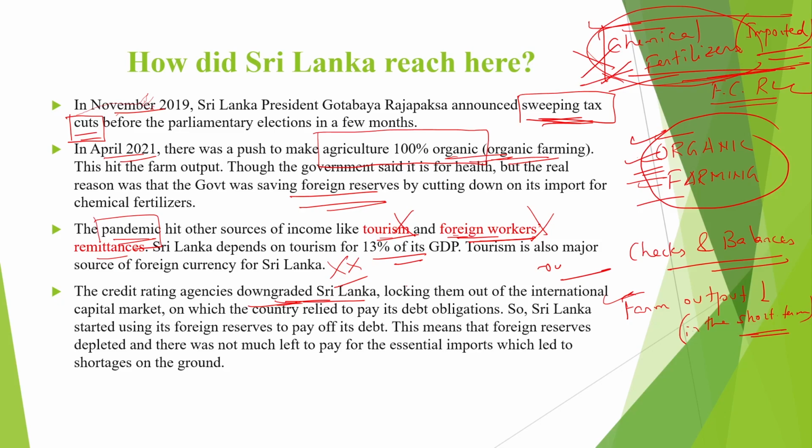Never ever did Sri Lanka have to think of rice and tea as imports, right? But this single move led to import of rice and tea. Then tourism was badly hit during the pandemic, and then foreign rating agencies downgraded Sri Lanka. So all of these things made Sri Lanka reach the position where it is today.